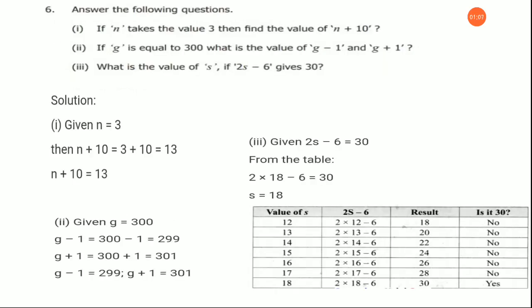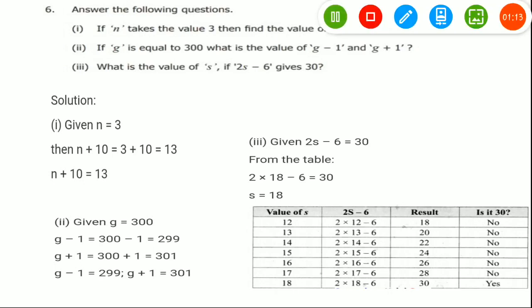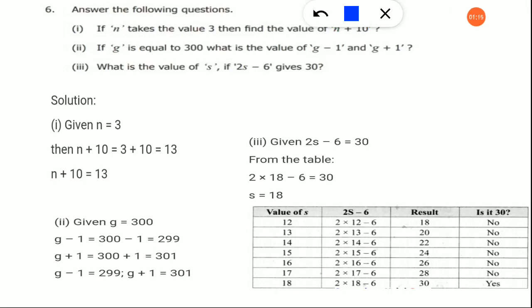Now sixth one. If n takes the value 3, find the value of n plus 10. The question is, n is taking the value 3. That means takes the value 3. It means you have to write n is equal to 3. Then you are going to find out what is the value of n plus 10.